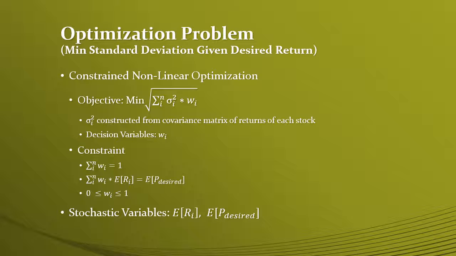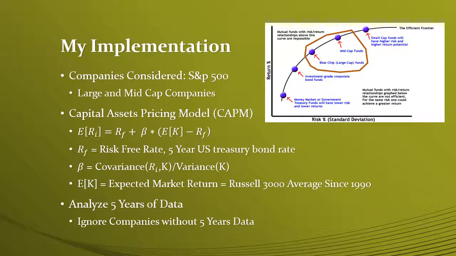Something else to note is that the expectation of each individual stock and the expectation of the total portfolio are stochastic variables. So in my specific implementation, I only consider the S&P 500 companies, although with the way I wrote my MATLAB script, I could easily change what companies I'm doing. I just did this for one model example. In addition, I used the capital asset pricing model. There are other models out there, and again, it'll be easy enough to change them. This is just one I picked because it's very commonly used. And then finally, I'm analyzing 5 years of data, and I'm also ignoring companies that don't have 5 years of data since I didn't think they were statistically significant trends.